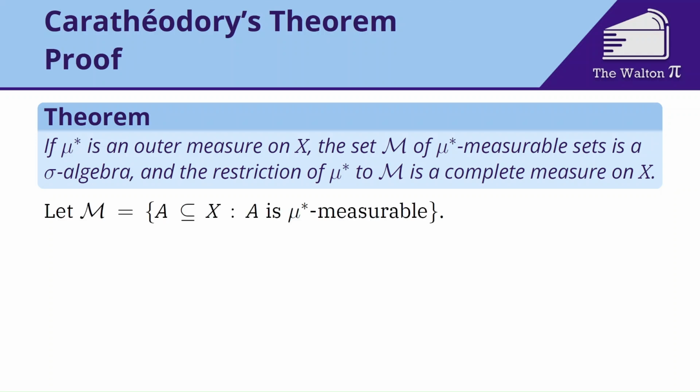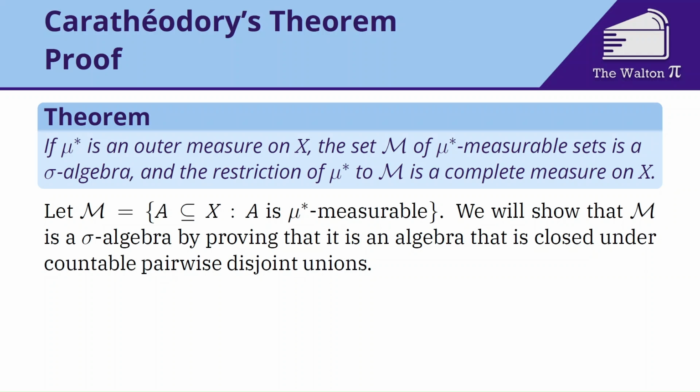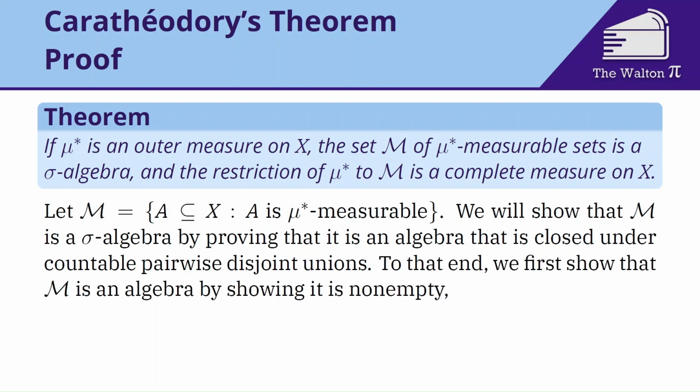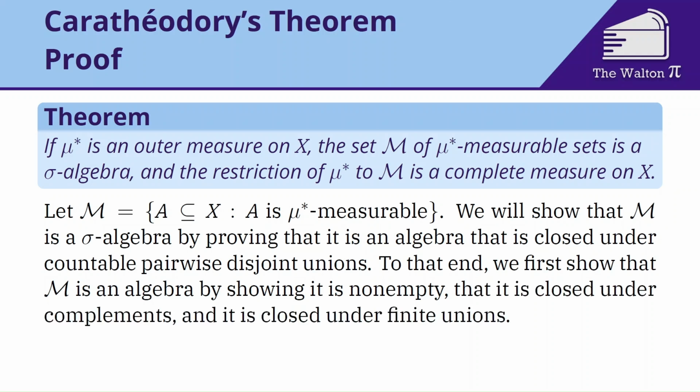Let's go through the proof. So let's start by letting M be the set of mu star measurable sets. We're going to show that M is a sigma algebra by proving that it is an algebra that is also closed under countable pairwise disjoint unions. So to that end, we're first going to show that M is an algebra by showing it's non-empty, that it's closed under complements, and that it is closed under finite unions.